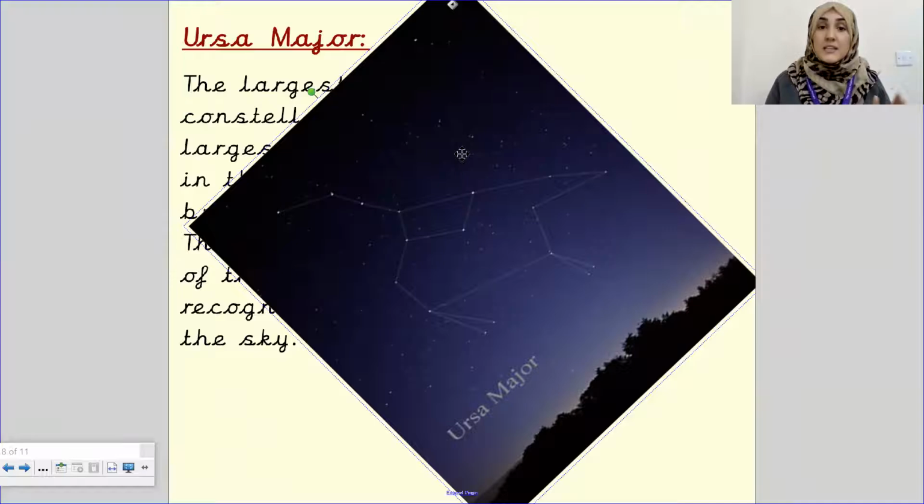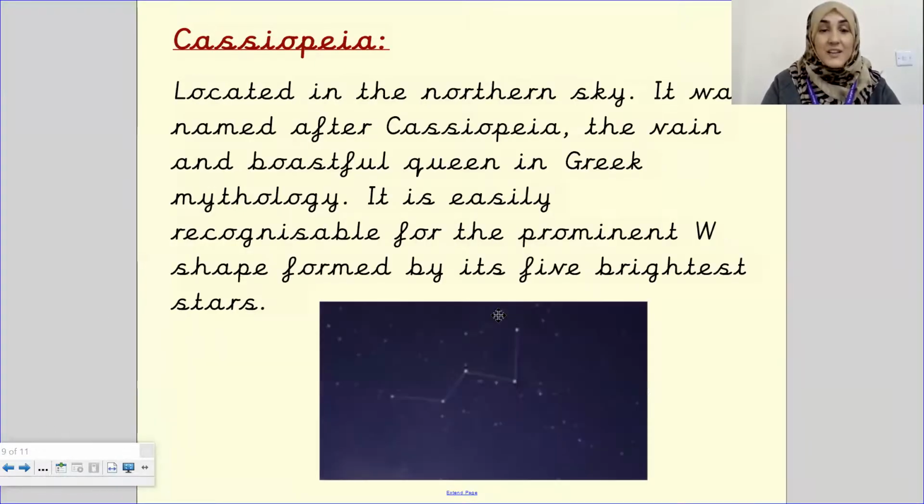Do remember that these constellations were seen thousands of years ago. So this is what the people from the UK associated it with. It's called the Plough. Well done. The third one that we are going to be looking at is called Cassiopeia.